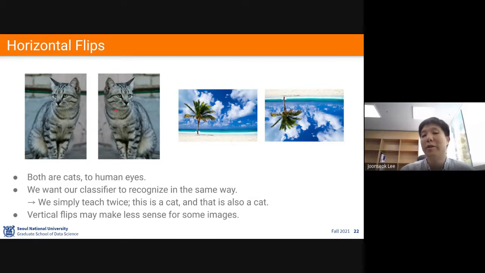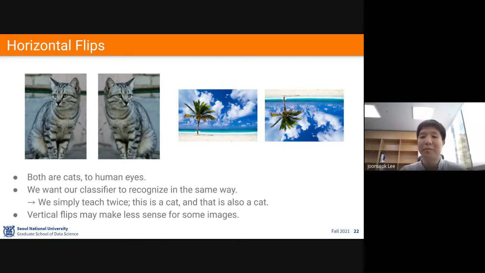Ideally, if we can have an infinite amount of data, we will have both of these in our data set. But because we have only this one, we create this one from it by reflecting. And we also feed this data to the model, which means we'd like to train our classifier to recognize both of these images in the same way. So we simply teach twice. With this one, this is a cat. And with this one, this is also a cat. So it will learn from both of these images. We just try to create a new image that we can use as teaching material for our machine learning model.